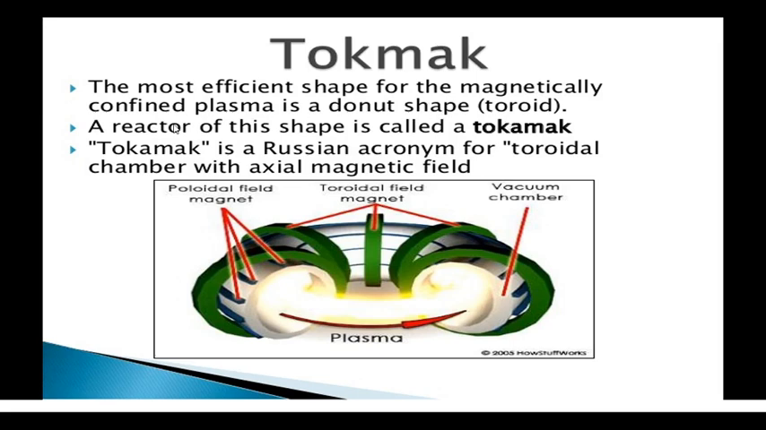A fusion reactor of this shape is called a tokamak, which is a Russian acronym for toroidal chamber with axial magnetic field. So a toroidal chamber with axial magnetic field is called a tokamak, which is a fusion reactor in which closed magnetic field lines will trap the plasma inside. So here you can see the plasma inside this toroid.